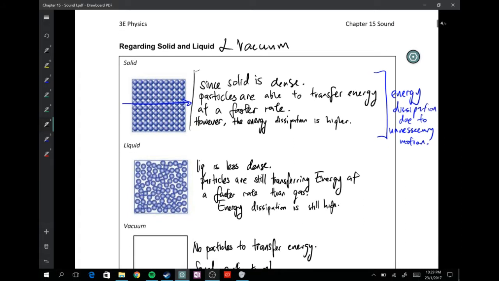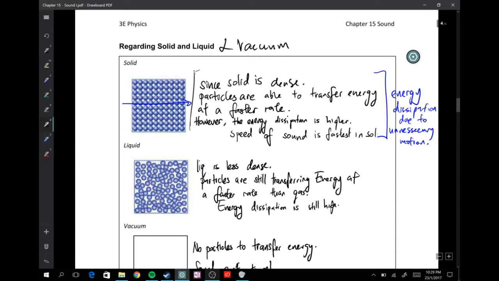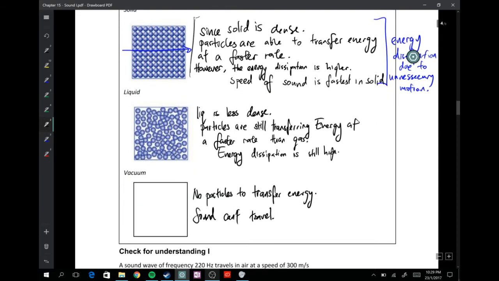Speed of sound is fastest in solid. And the speed of sound in liquid is slower compared to when in solid.